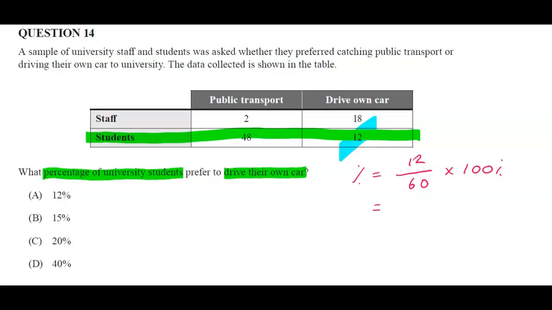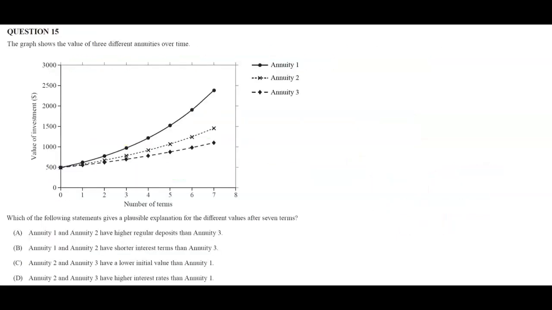So we'll get 0.2 times 100%, which will give us 20%. So the solution is C, 20%. Question 15. The graph shows the value of 3 different annuities over time. Which of the following statements give a plausible explanation for the different values after 7 terms?